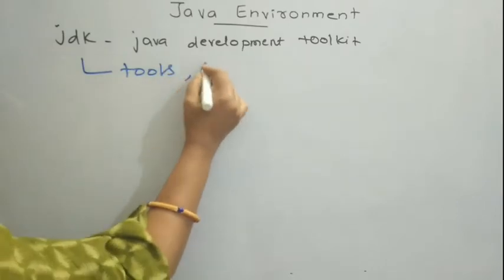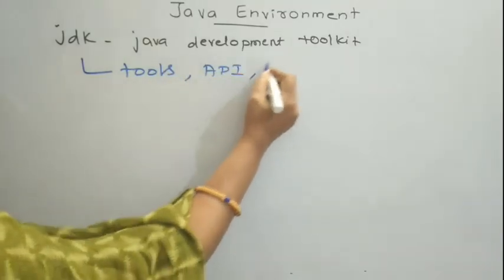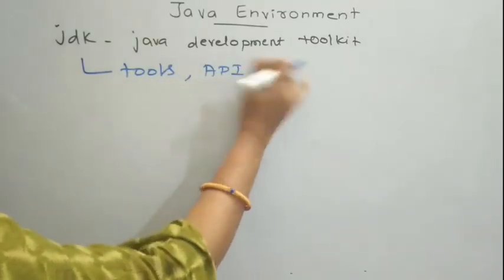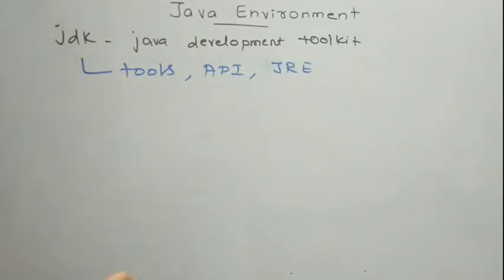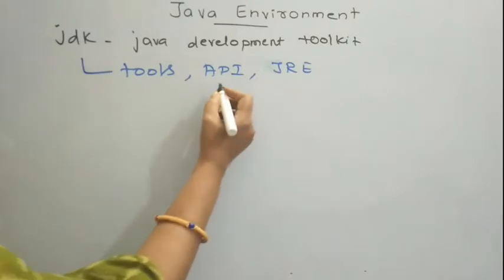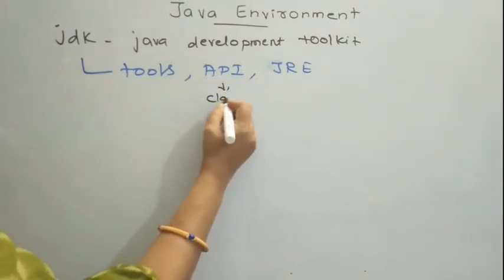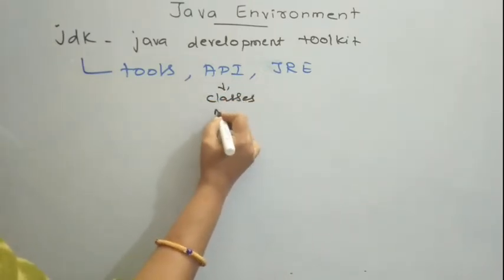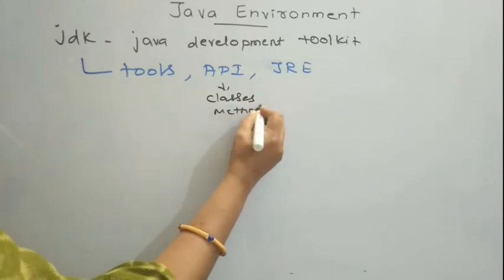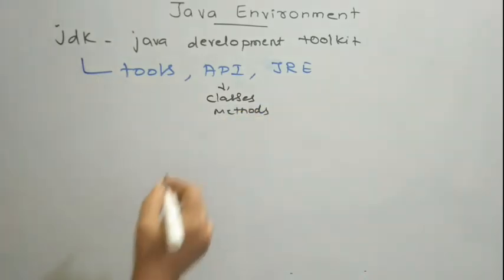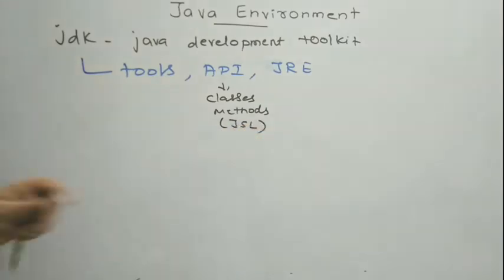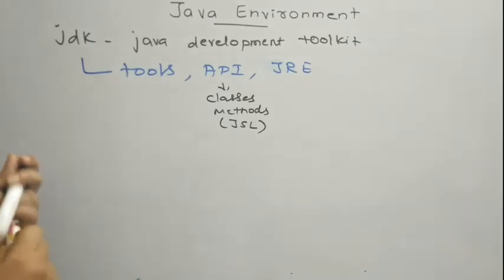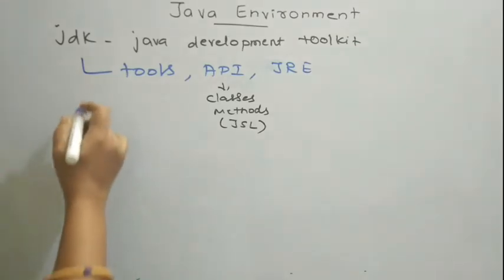tools, API and Java runtime environment. So basically what is API? API is classes and methods. It contains a number of classes and methods which are part of the Java standard library. It is used to develop our Java program. And then it contains a number of tools.